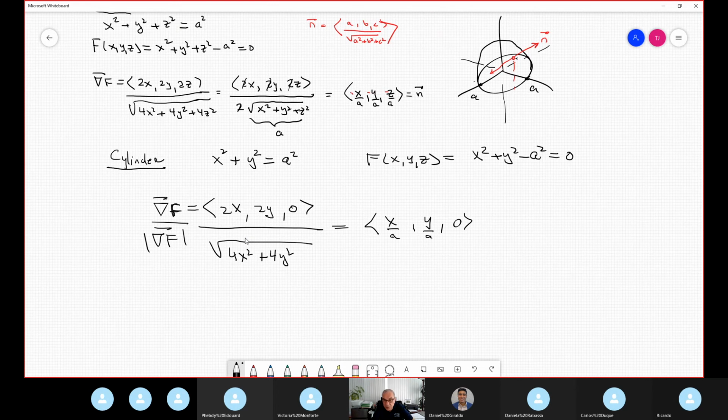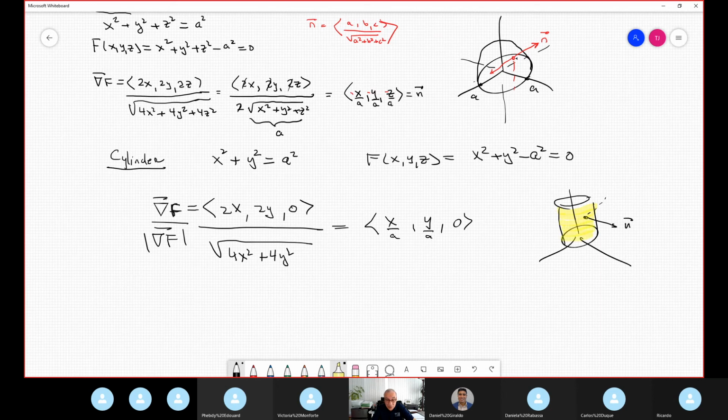Yes, of course, it makes sense, because in our circular cylinder, you pick one point on the lateral face of the cylinder and the normal vector points like that, no? x, y. So the z component is zero. We have no component in this direction. Okay, this is the lateral surface here.